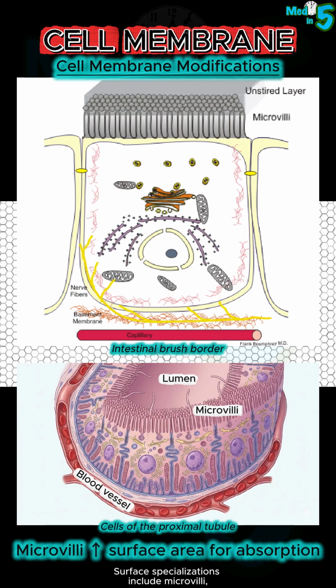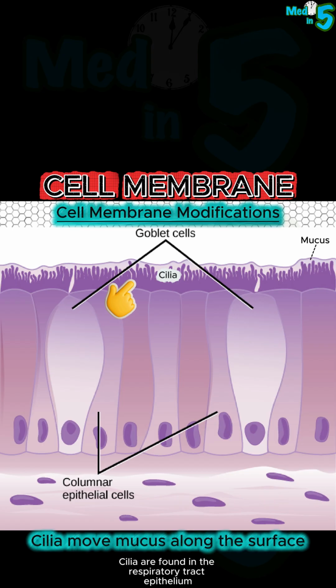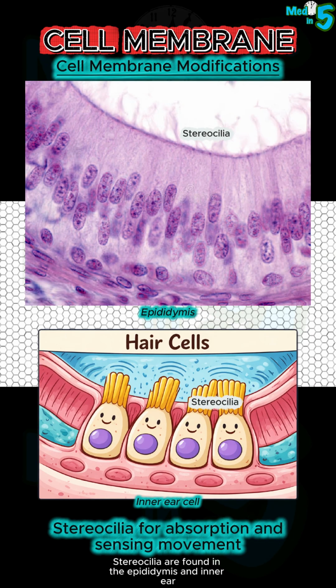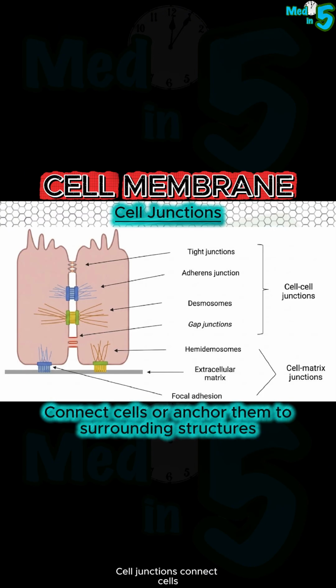Surface specializations include microvilli, which are found in intestinal and kidney epithelial cells and increase surface area for absorption. Cilia are found in the respiratory tract epithelium and move mucus along the surface. Stereocilia are found in the epididymis and inner ear and aid in absorption and sensing movement. Cell junctions connect cells or anchor them to surrounding structures.